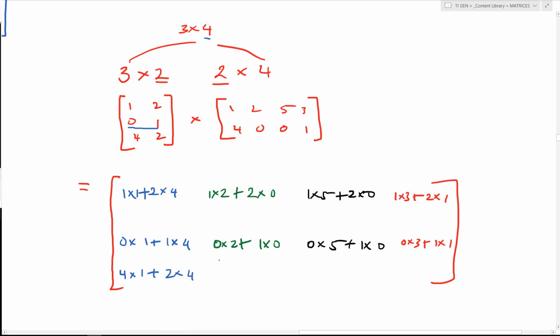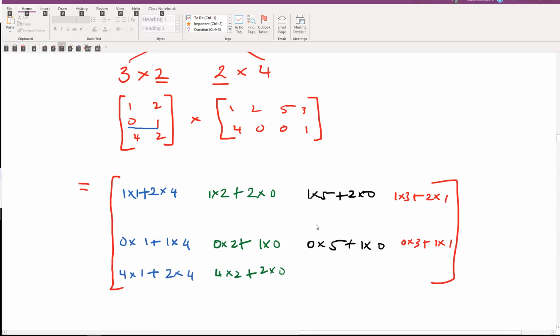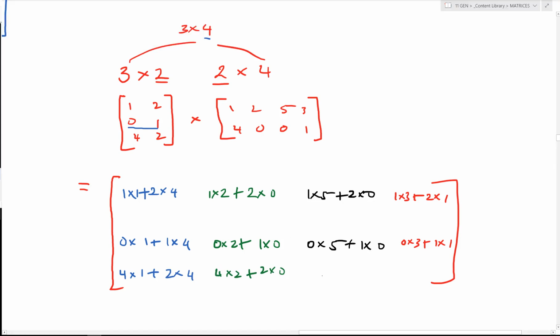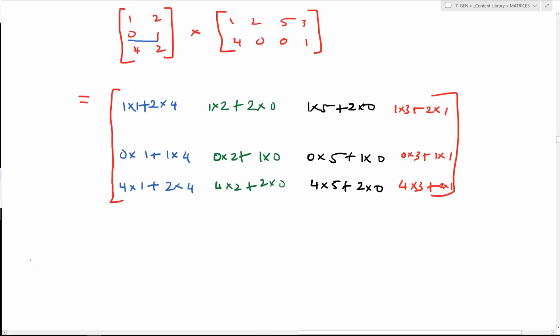Then you've got 4 by 2 plus 2 by 0. And you've got 4 by 5 plus 2 by 0. And the last one, you've got 4 by 3 plus 2 by 1. So this and that. Okay, let's evaluate all these.